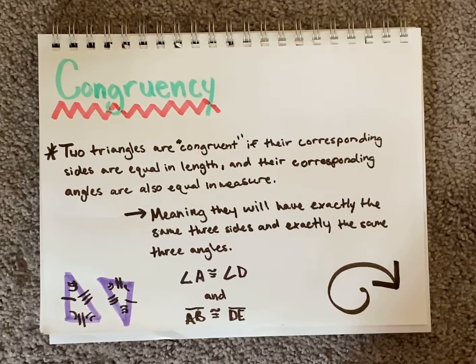Two triangles are considered congruent if their corresponding sides are equal in length and their corresponding angles are also equal in measure. Meaning that they will have exactly the same three sides and exactly the same three angles, regardless of proportion. So angle A would equal angle D of another triangle, or side AB would be congruent to DE of another triangle, etc. These are examples of congruency.